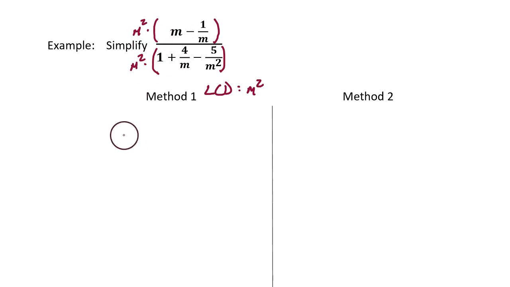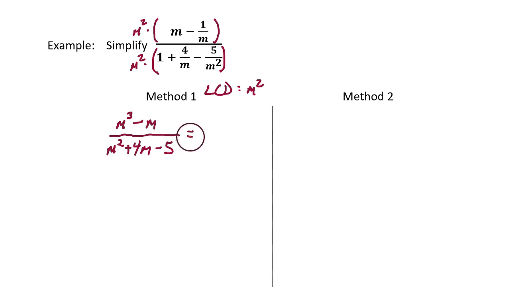M squared times m is m cubed. M squared times minus 1 over m is minus m. M squared times 1 is m squared. M squared times 4 over m is plus 4m. And m squared times minus 5 over m squared is minus 5.